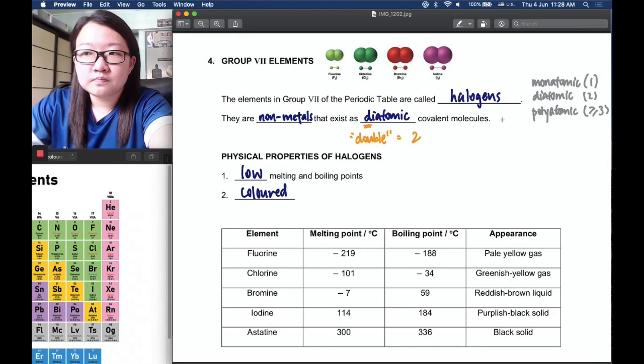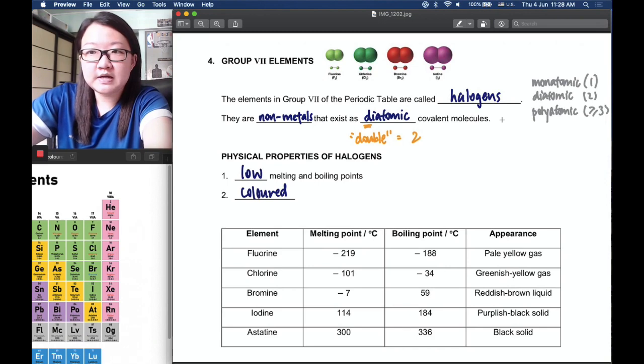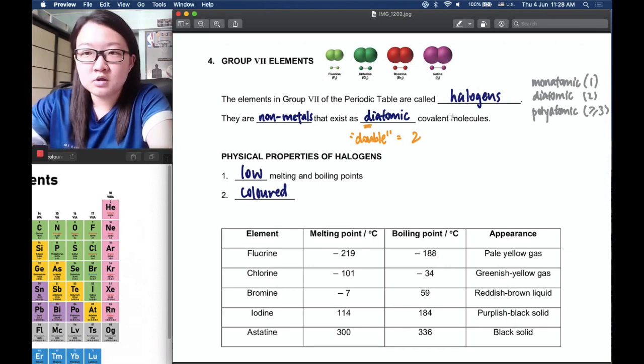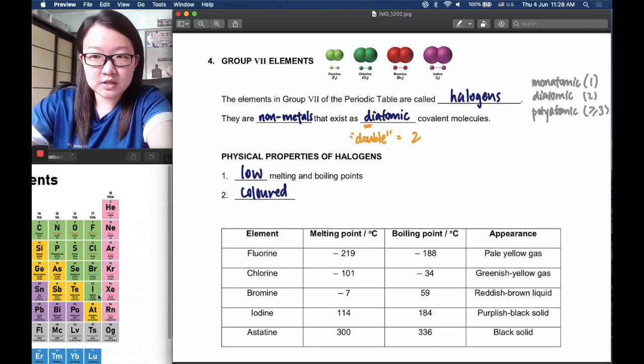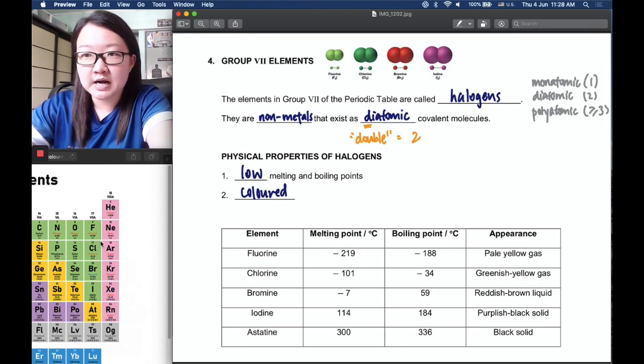As we have seen in the chapter on atomic structure, group 7 elements are non-metals, right? As you can see in this small cutout over here at my cursor, group 7 of the periodic table is on the right hand side of the staircase, the imaginary diagonal line. So therefore, they are non-metals, okay? And we also know from our earlier chapters that group 7 elements exist as diatomic covalent molecules, right?